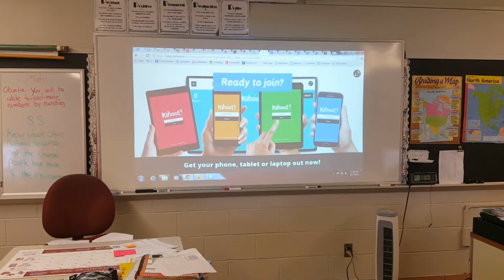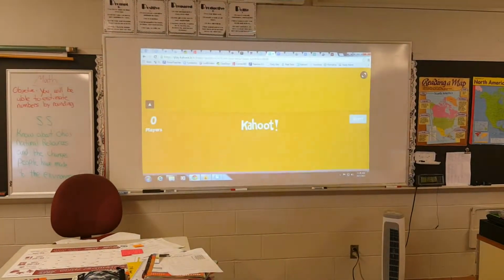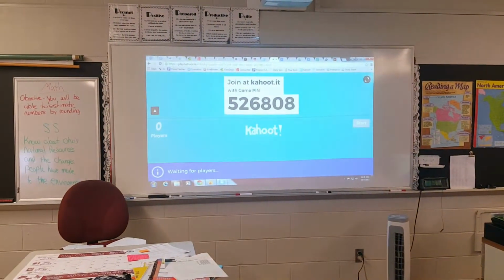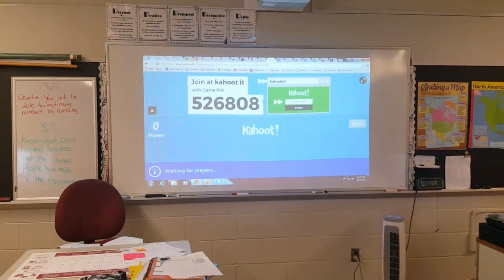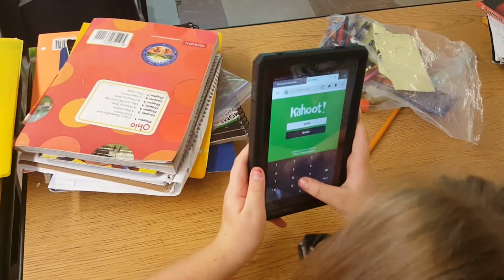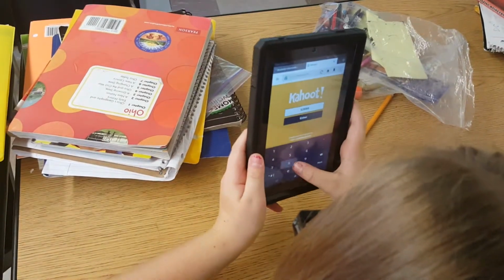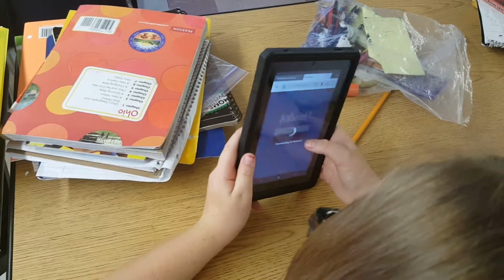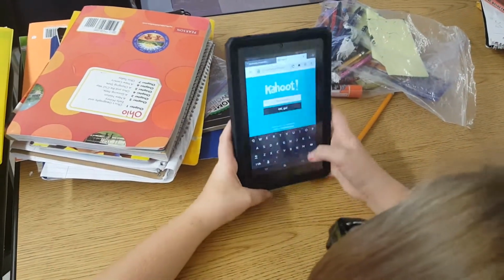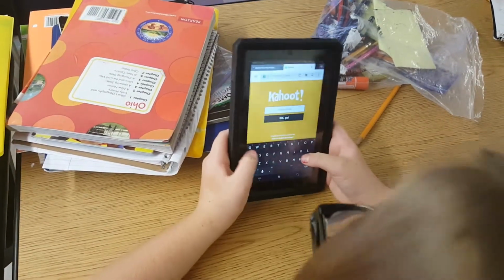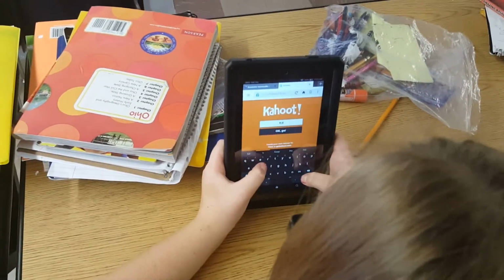At this point, it will give us a PIN number. The students have their Kindles or their tablets ready, and they're going to enter in the PIN number that you see on the smartboard, 526808. Once they enter that in, it will ask them for a name. If you like nicknames, you can do nicknames. If you like just regular first names, you can do first names as well. That's a personal choice and up to you.